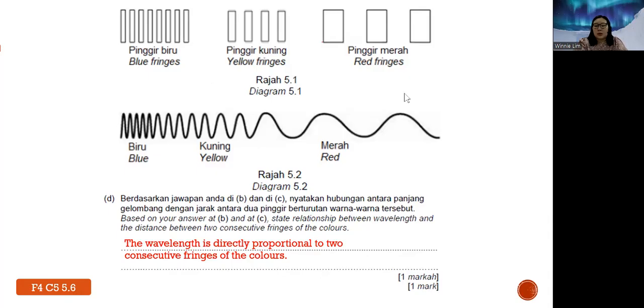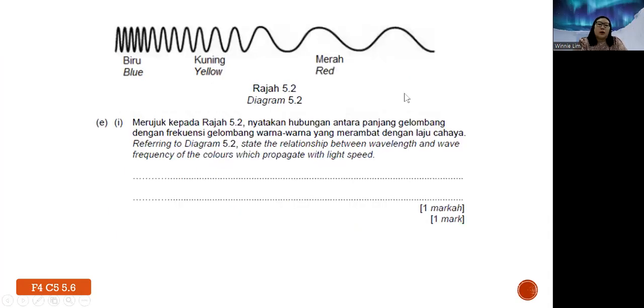So we proceed. Then E1, referring to diagram 5.2, what is the relationship between wavelength and frequency of the color which propagate with light speed? Okay, because we have this relationship of speed of light c equals f lambda, and this speed of light is basically constant because it's 3 times 10 power 8, constant for all the electromagnetic wave.